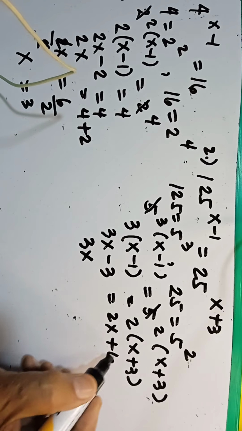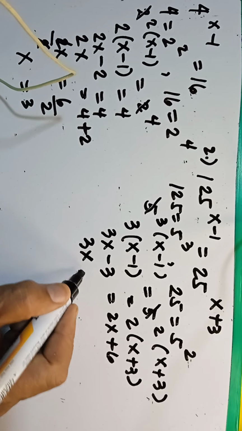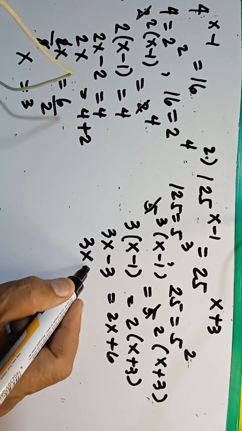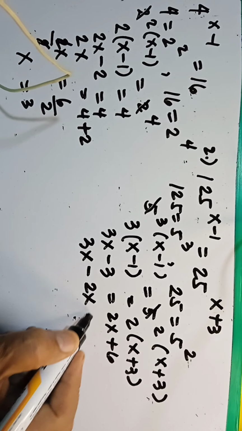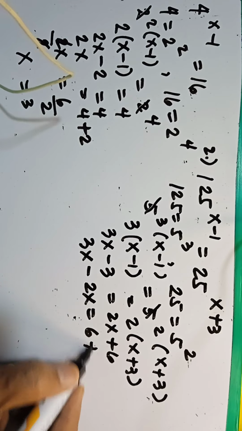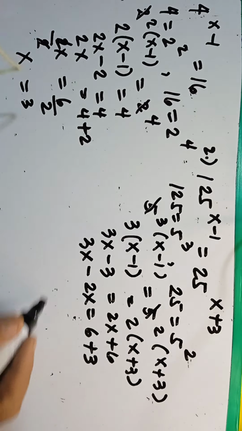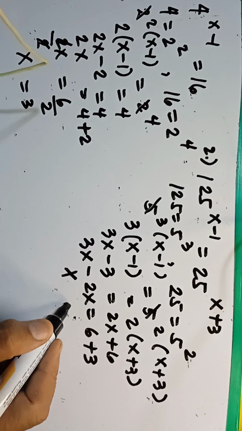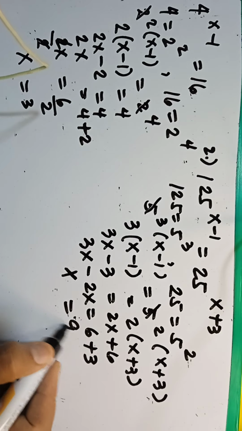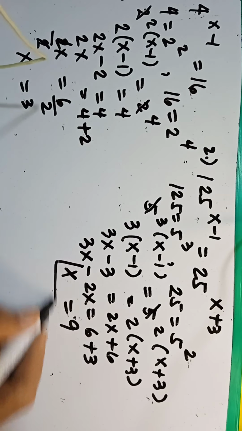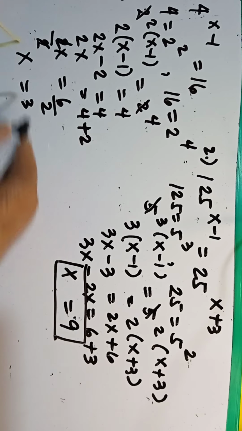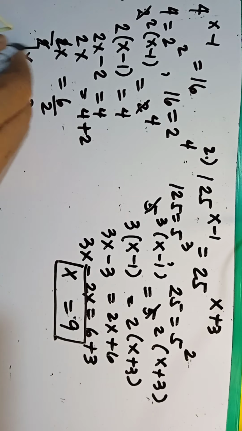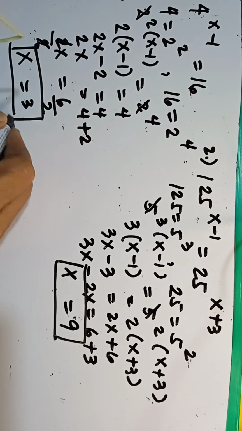Okay. So we have 3x. Collect all terms with x to the left side. So minus 2x equals 6 plus 3. Now 3x minus 2x equals x, and 6 plus 3 equals 9. So that is how to answer or solve an exponential equation.